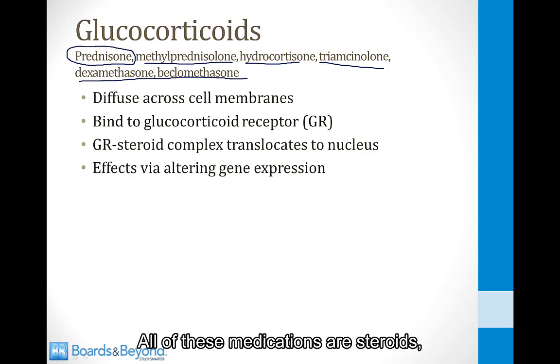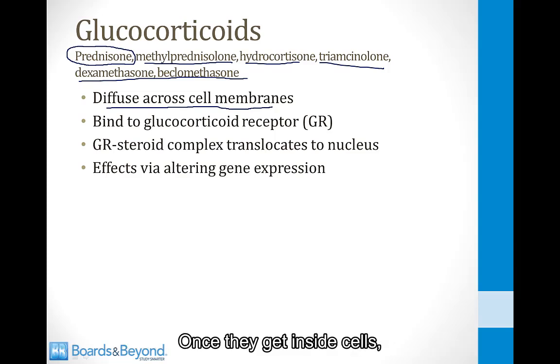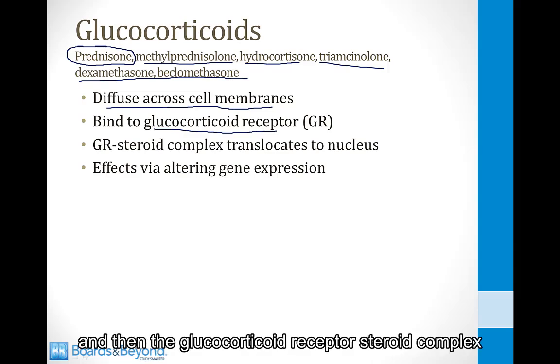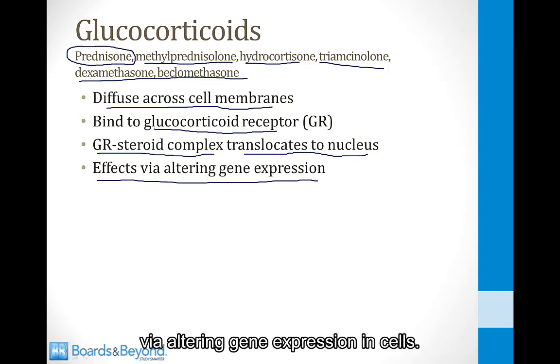All of these medications are steroids, and therefore they can easily diffuse across cell membranes. Once they get inside cells, they bind to the glucocorticoid receptor, and then the glucocorticoid receptor steroid complex translocates to the nucleus, and they exert their effects via altering gene expression in cells.